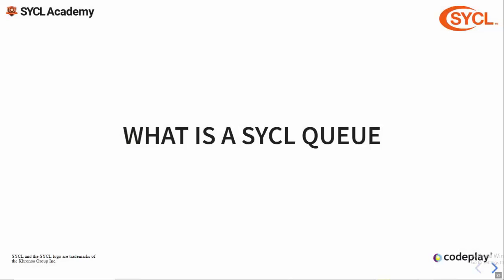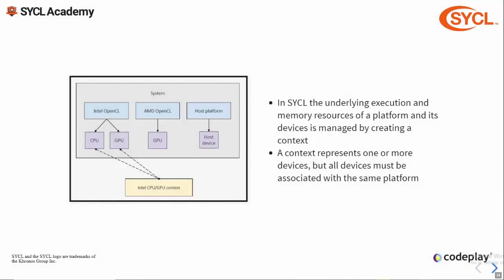So now we're going to take a look at what a queue is and what it does. But first, before going into what a queue is, it's important to understand what a context is. A context in SYCL is an object which manages the underlying resources of a platform and a number of devices. A context can represent one or more devices, but they must all be associated with the same platform. So in this example, we've created a context for the Intel OpenCL platform and both its devices.